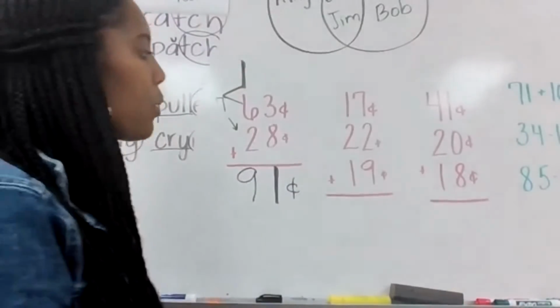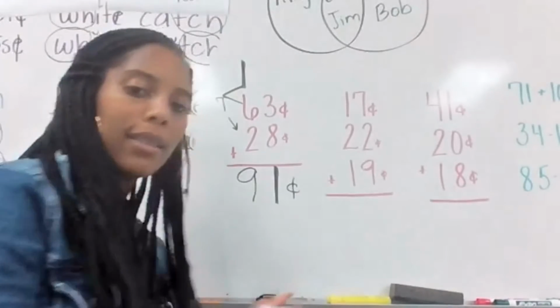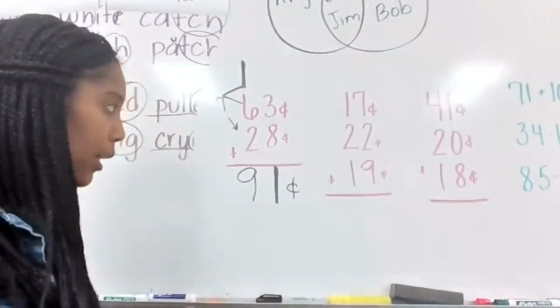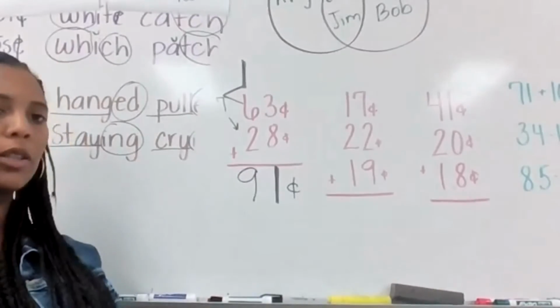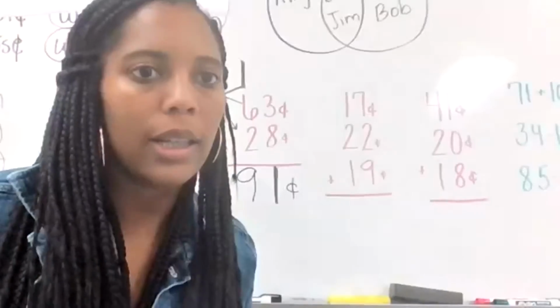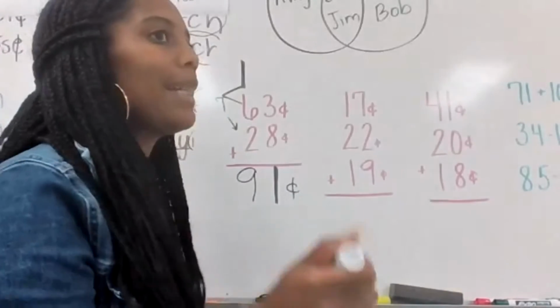17 cents plus 22 cents plus 19 cents. So that's adding 3 numbers, which we practiced last week. Okay, so go ahead and do this one. 17 cents plus 22 plus 19 cents. All right, let's go ahead and go over this one. So 17 cents plus 22 cents plus 19 cents.